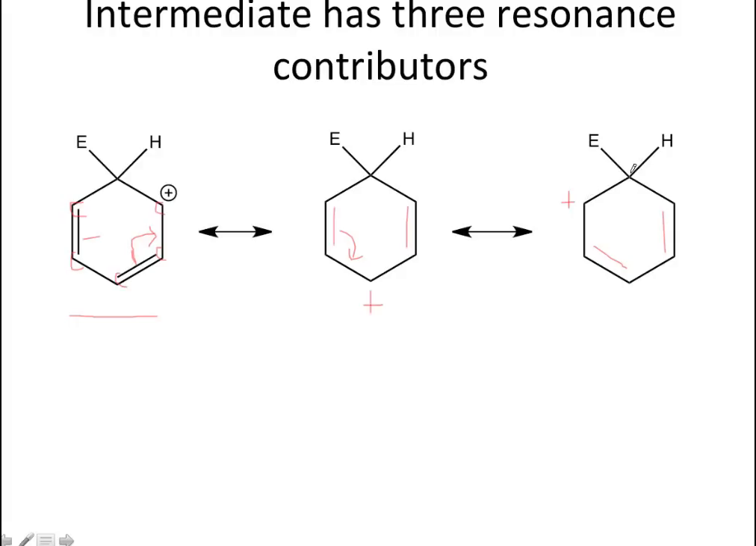All 3 resonance contributors are important for stabilizing the non-aromatic intermediate. Drawing these resonance contributors is important for being able to talk about directing effects of substituted benzenes as well, and so is a skill you must master in this chapter.